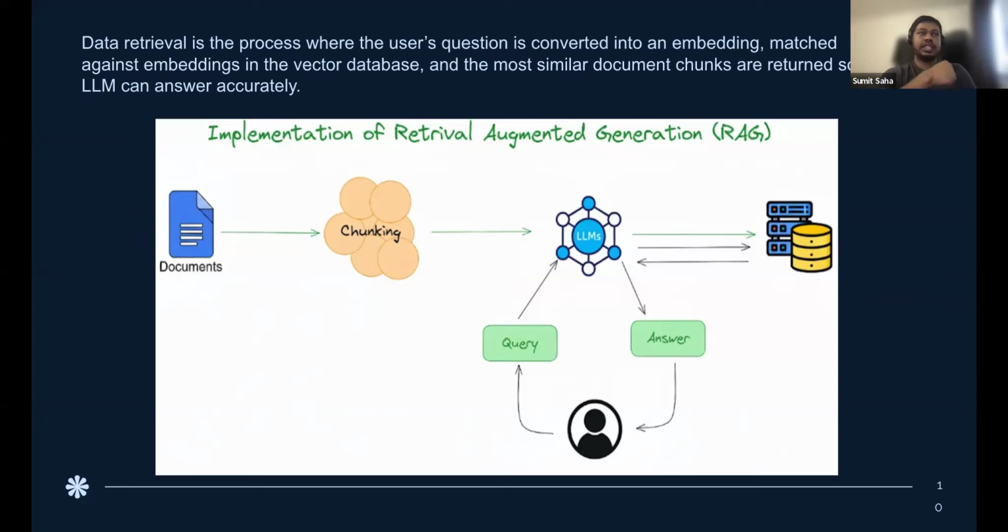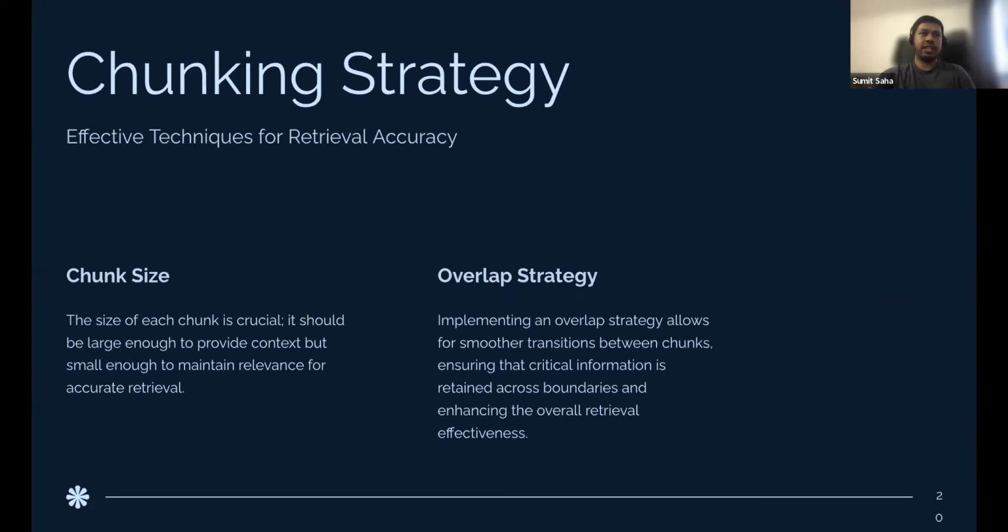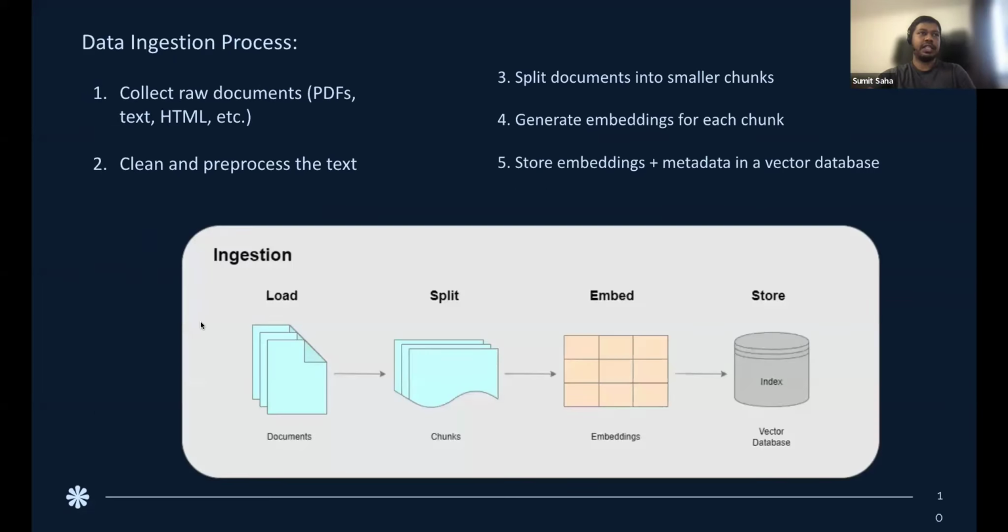So this is the ingestion process. We take PDFs or documents, we clean them up and split them into chunks. The chunks are embedded, and after embedding, they are stored in the vector database. This is the data ingestion process, and this is the most important process that we use in the RAG pipeline.